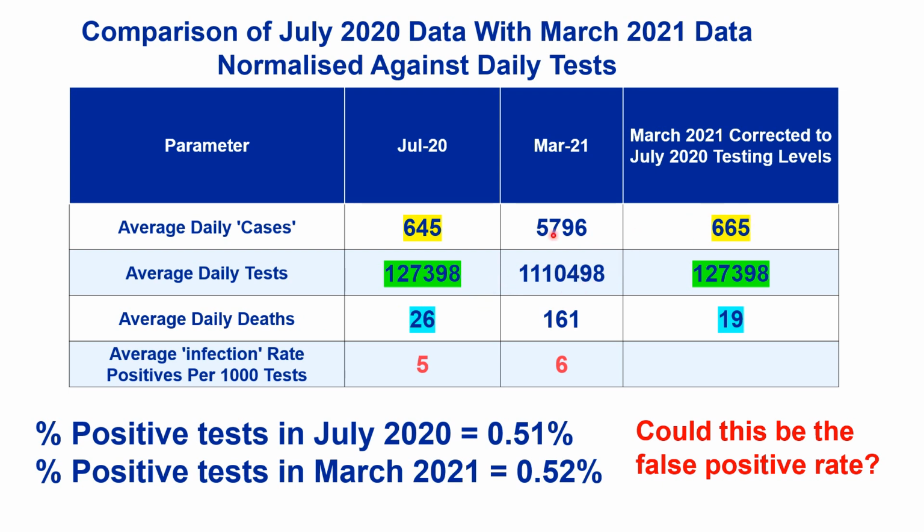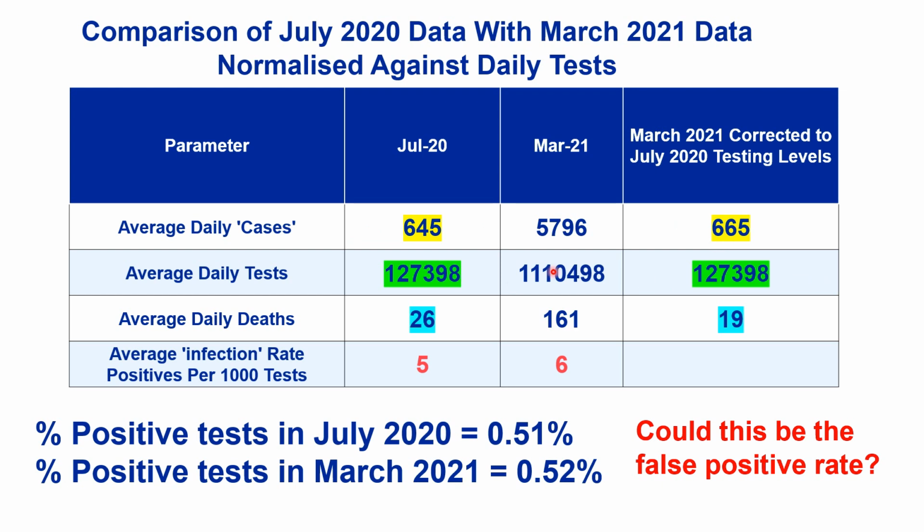So let's multiply these figures that we've got for March, and let's multiply them by the test ratio. So I'm going to multiply this figure here by 1,110,498. Sorry, I am not. I'm going to multiply it by this figure and divide it by this figure to give us what this figure would be if we were carrying out this amount of tests, and that drops to 665. Look, virtually identical to July 2020.